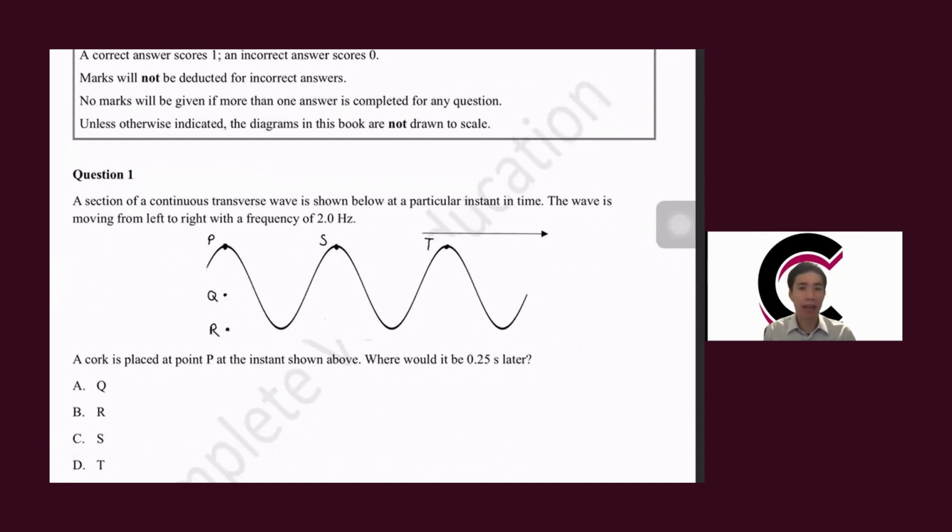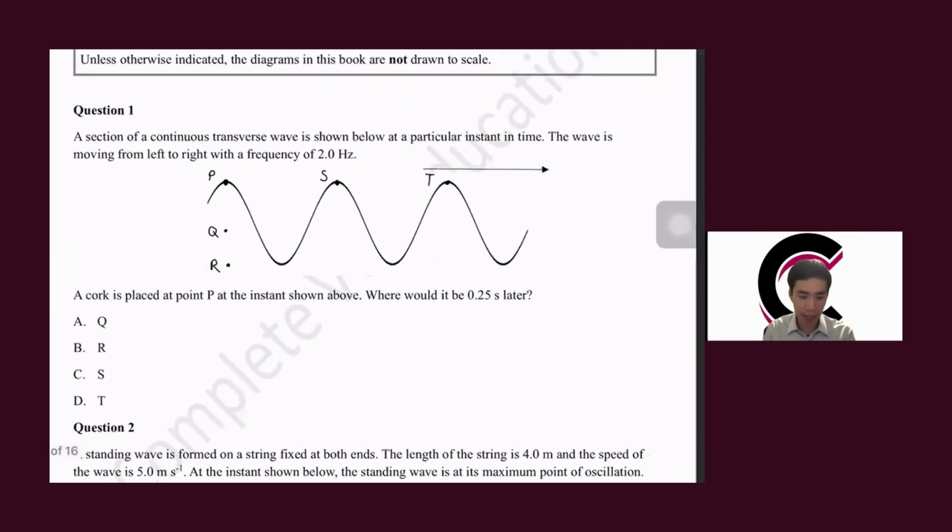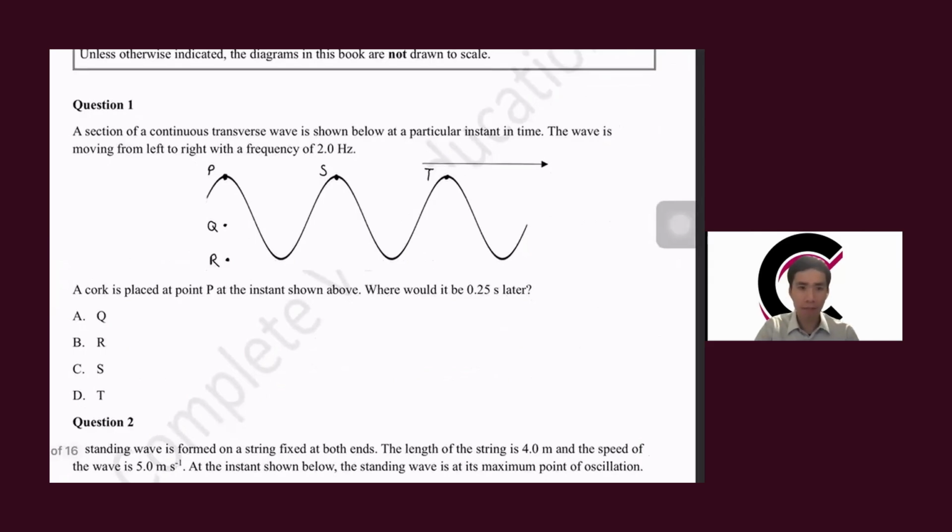So I will leave this till last in usual cases, but for today's walkthrough, I'm going to show you the multiple choices first as a brain teaser. Okay, so let's kickstart today's explanation. Question one.